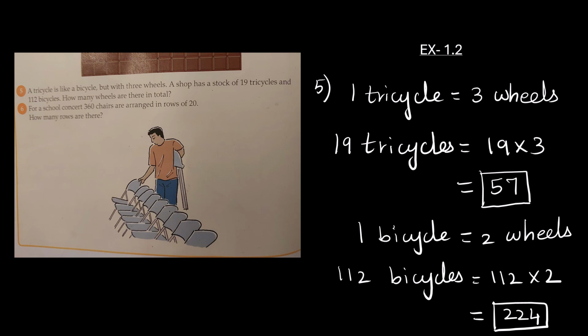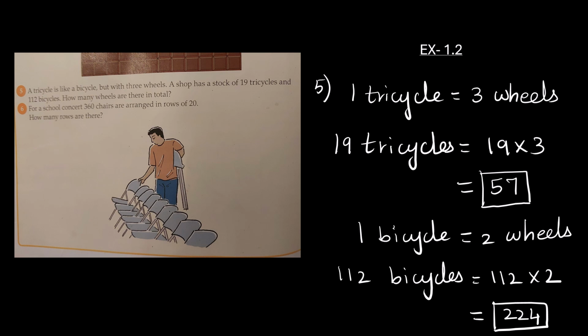First question. A tricycle is like a bicycle but with 3 wheels. A shop has a stock of 19 tricycles and 112 bicycles. How many wheels are there in total? Now, each tricycle contains 3 wheels. How can we write this as a statement? One tricycle equals 3 wheels. Therefore, 19 tricycles equals 19 into 3, which is equal to 57 wheels.